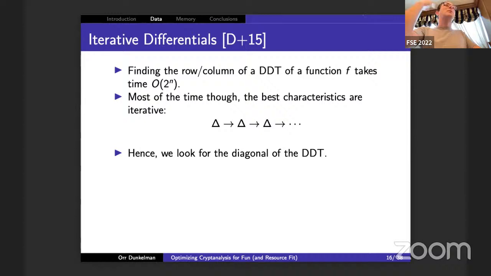Now, I will let you think for a second how to compute the diagonal of the difference distribution table. Usually the way we compute the row, for each pair with input difference alpha, we check what are the output differences. Now I'm trying to do a diagonal. So I need to look at pairs with different inputs and different outputs. It's a bit more complicated when you think about it. Luckily for us, there is a very simple algorithm.